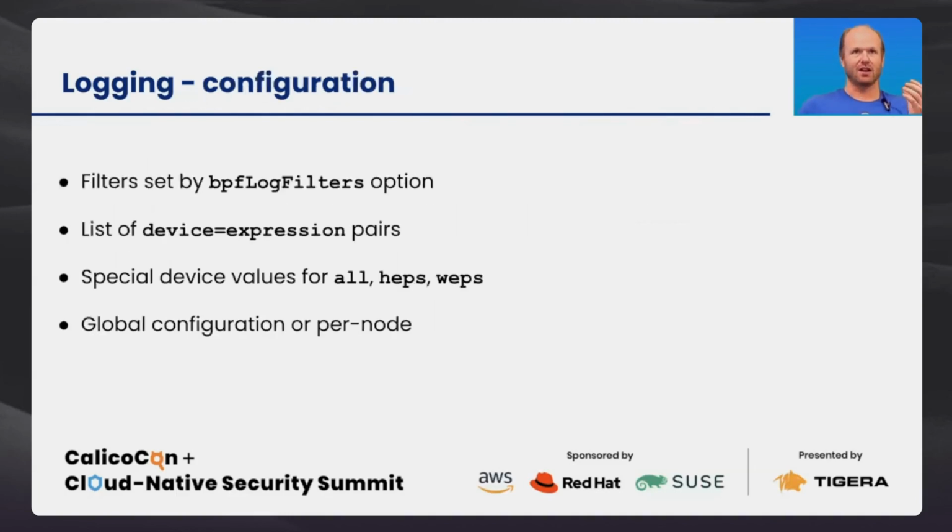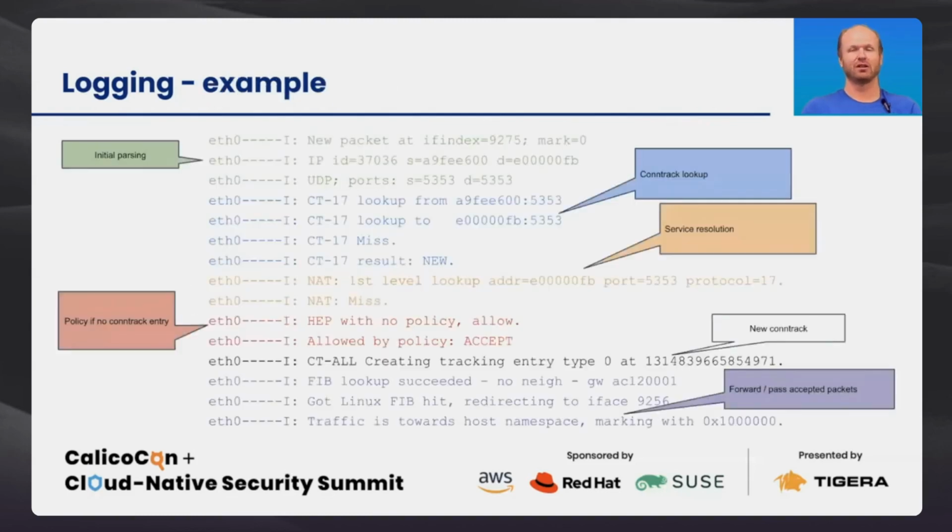I mentioned that the logging can be pretty fine-grained, and we can make it even finer by setting those expressions per device. So we don't have a single expression which is set globally, but a new option allows you to set whether you want to have it on all devices, whether you want to have it on a specific device, whether you want it for host endpoints or workload endpoints, and whether you want to set it per certain node or globally. So we hope that this will really speed up troubleshooting and will really make troubleshooting a pleasant experience.